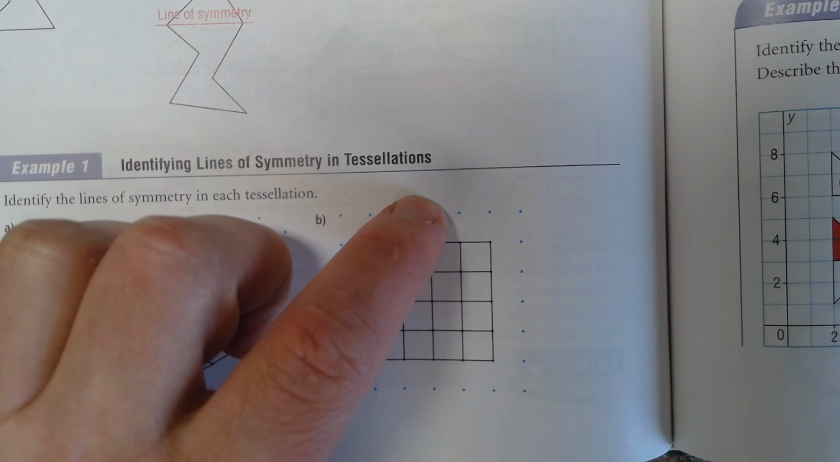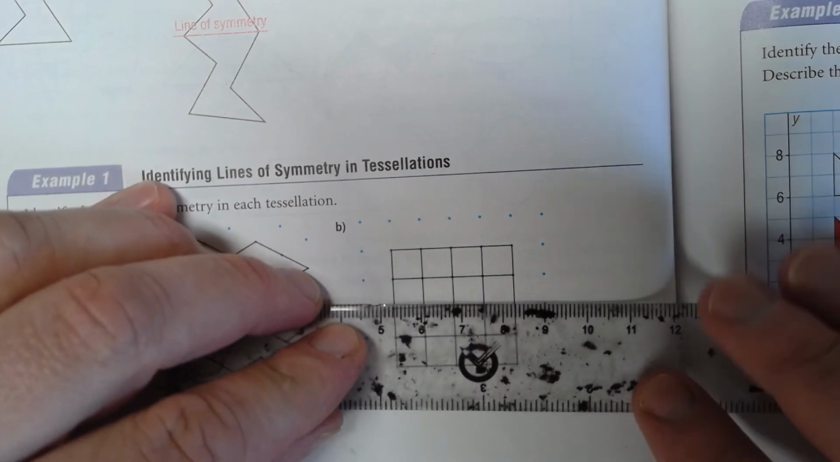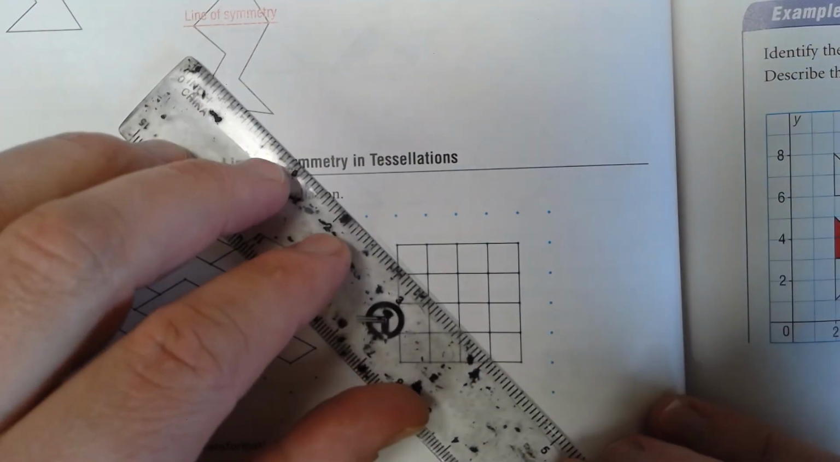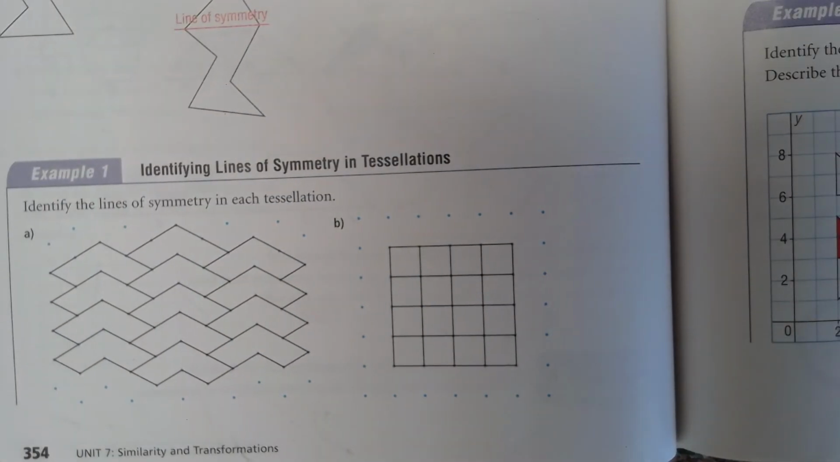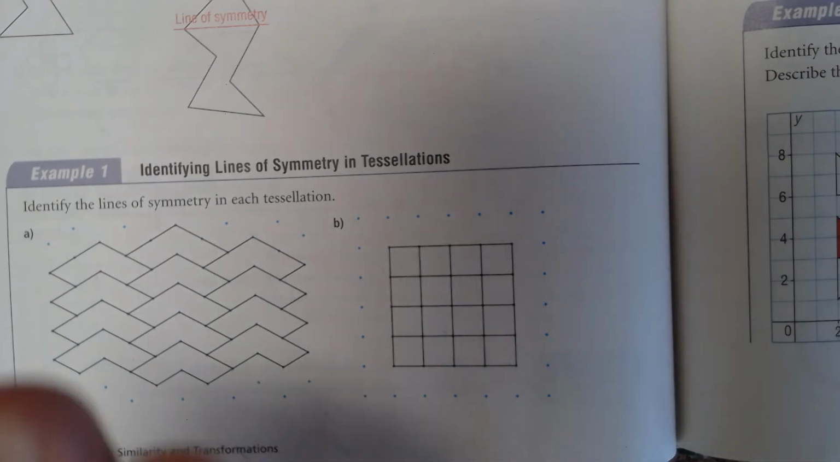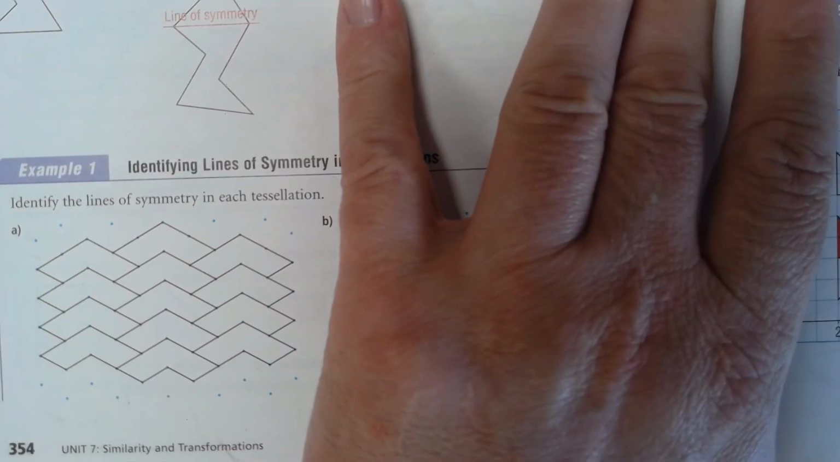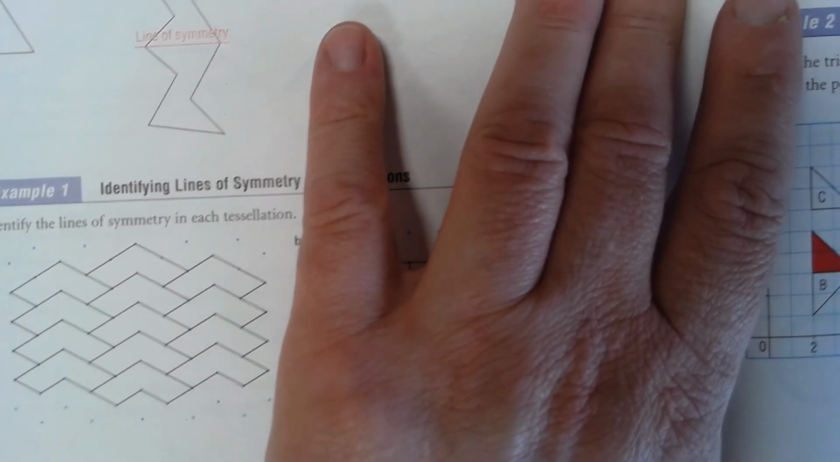Okay. This shape here, however, has multiple lines of symmetry. Of course, we can do two straight. We can go here, straight, here, straight, and two diagonals. This way, this way. 4 lines of symmetry for this particular shape. Only one for this one. All right, we're going to look at an example on page 355.